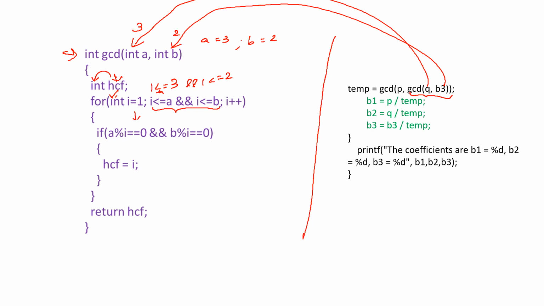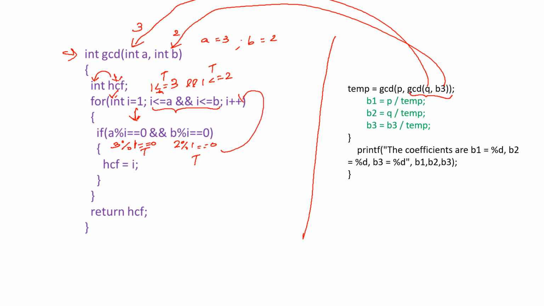Whether 1 is less than or equal to 3, yes, true. Whether 1 is less than or equal to 2, yes, it is true. Now it enters into the loop. Now again it checks the condition. If A modulo I is equal to 0, what is your A? 3. Whether 3 modulo 1 is equal to 0? Yes, this condition is true. Remainder is 0. Similarly, B modulo I. So 2 modulo 1 is equal to 0. Anything modulo 1 will be equal to 0 only. Both the conditions are true, right?